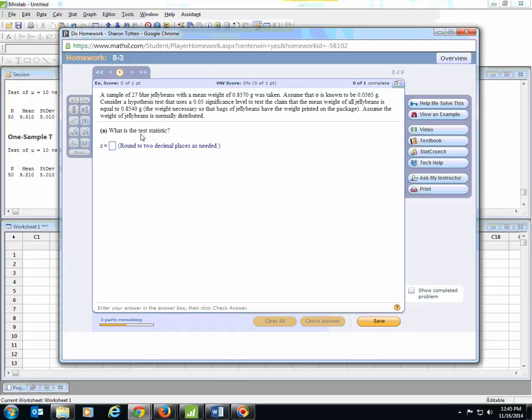Okay, here's a problem with jelly beans. Makes me hungry. We have 27 blue jelly beans. We have a mean weight of 0.8570 grams. We do know, there's our little sigma, our population standard deviation is 0.0565 grams. We are testing at the 0.05 significance level, so we won't have to change that in Minitab this time. And we are hypothesizing that it has a mean of 0.8540.